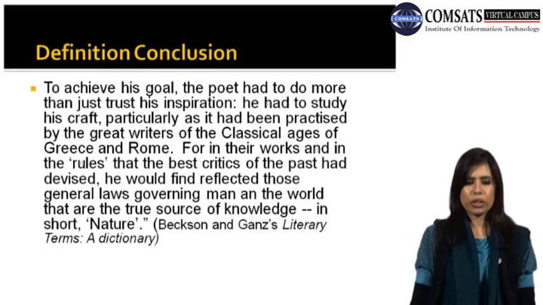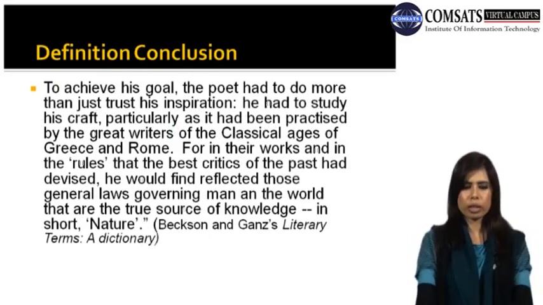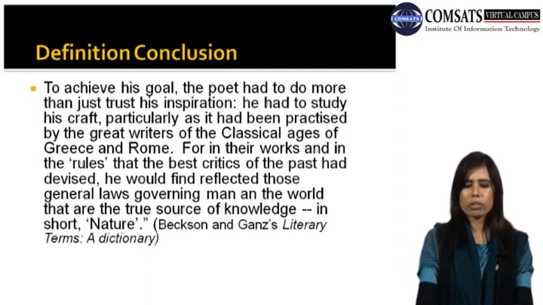Definition conclusion: to achieve his goal, the poet had to do more than just trust his inspiration. He had to study his craft, particularly as it had been practiced by the great writers of the classical ages of Greece and Rome. For in their works and in the rules that the best critics of the past had devised, he would find reflected those general laws governing man and the world that are the true source of knowledge, in short, nature. So basically the true source for knowledge according to this definition is nature, and this is from the dictionary Beckson and Ganz's Literary Terms.